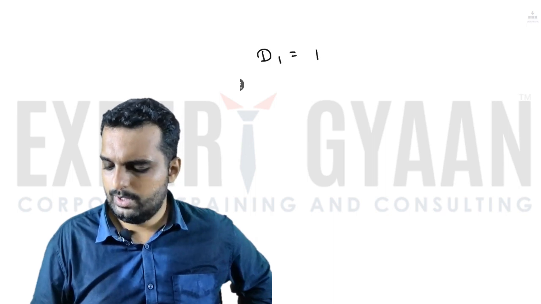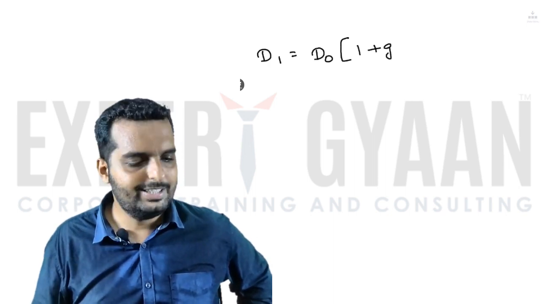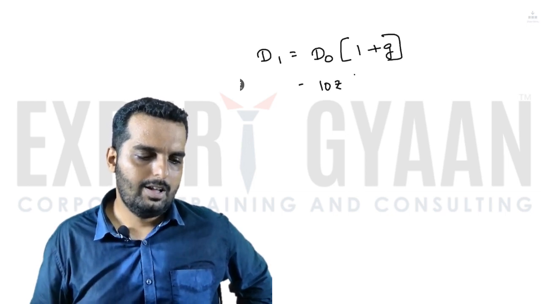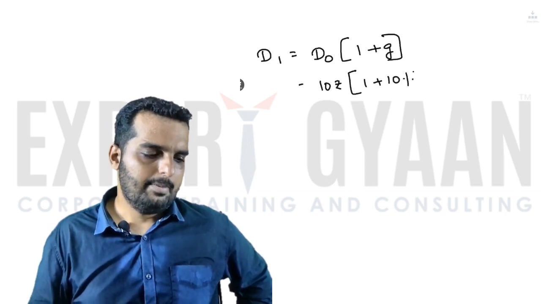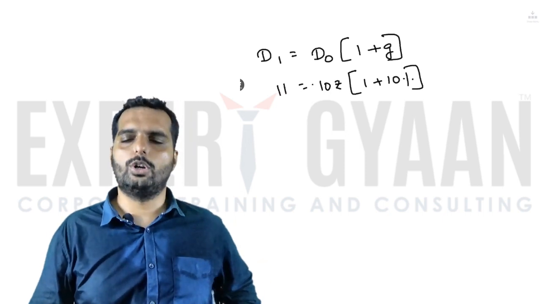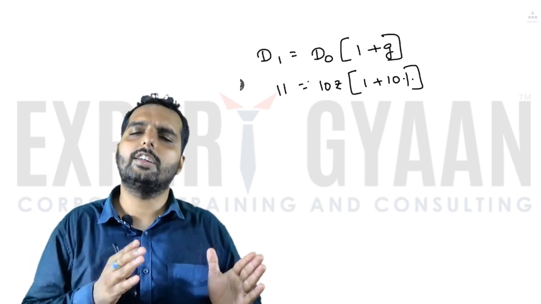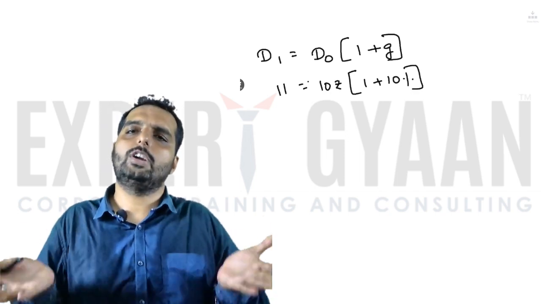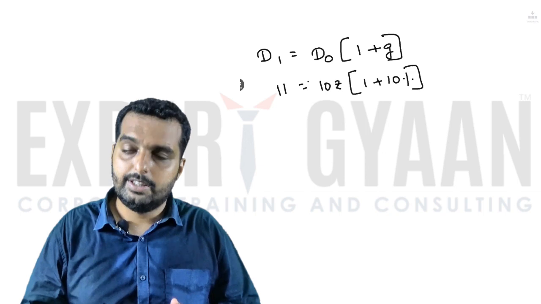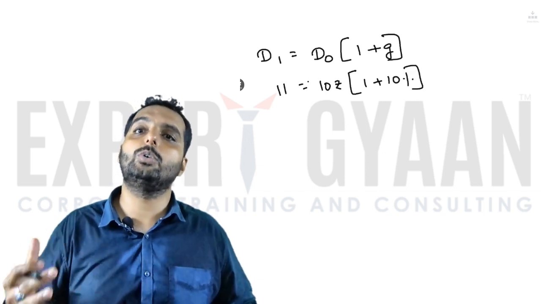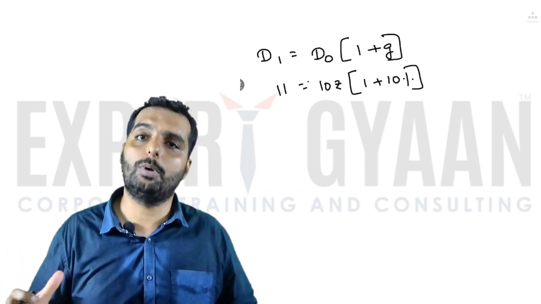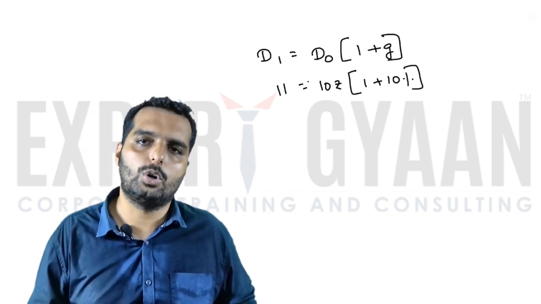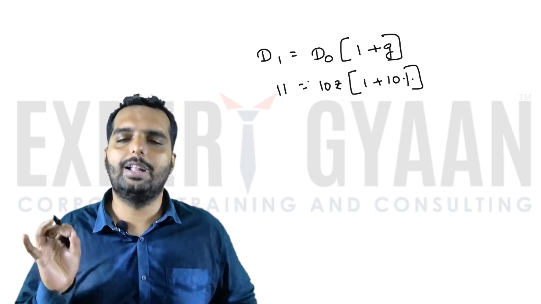D1 is equal to D0 into 1 plus G. If D0 is 10 rupees and the growth is 10%, my D1 would be 11 rupees. The logic is very simple. Last year the company paid a dividend of 10 rupees. The company normally grows at a rate of 10%. That would mean this year the company's new dividend after growth will turn out to be how much? 11 rupees. This is the formula for D1 is equal to D0 into 1 plus G.